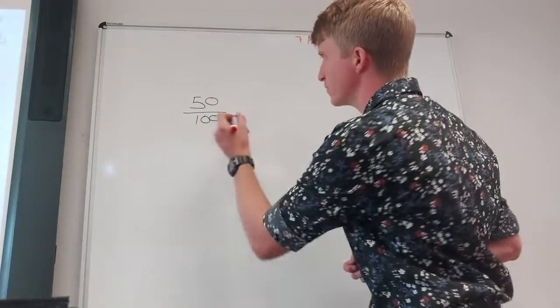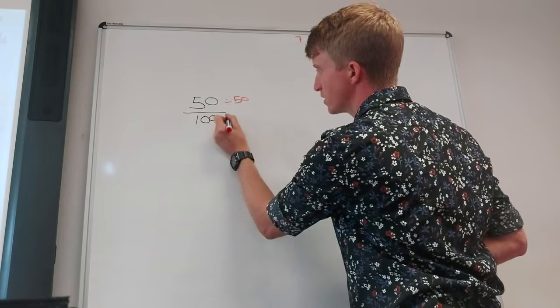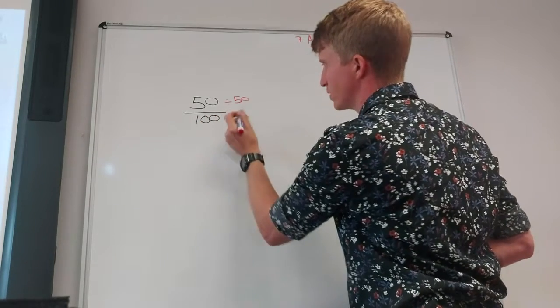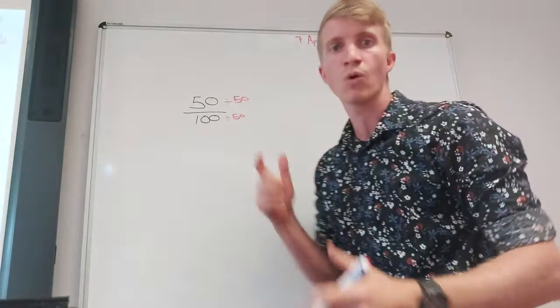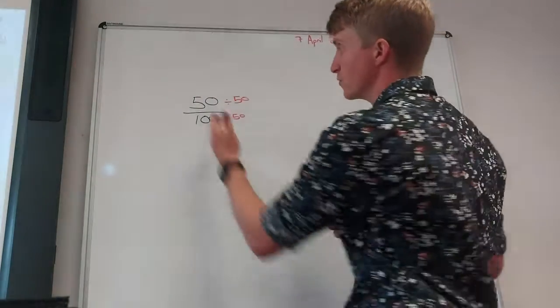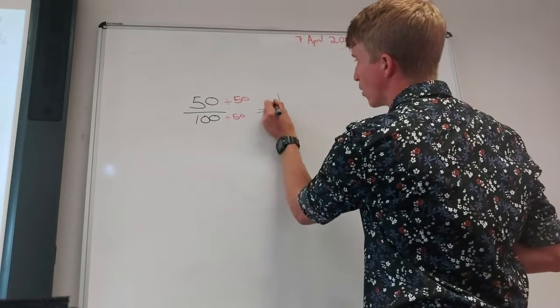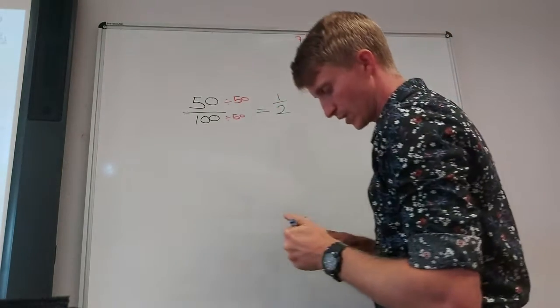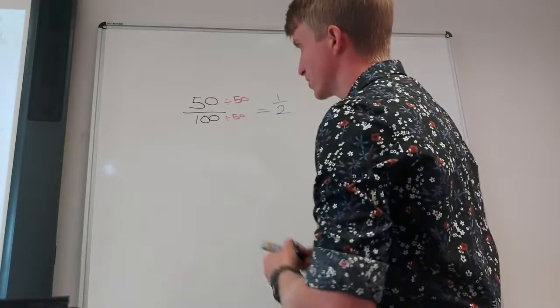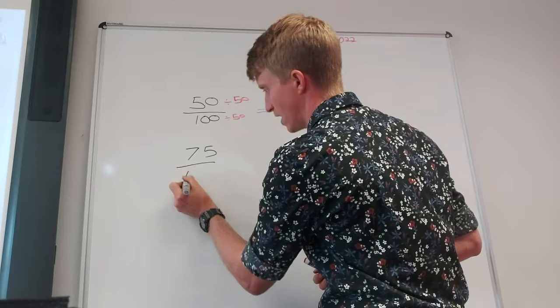So if I say 50 divided by 50, 100 divided by 50. Remember, what I do to the top, I do to the bottom, or vice versa. So 50 over 100 is the same as saying 1 over 2. Okay, let's look at another example. Let's say I have 75 over 100.